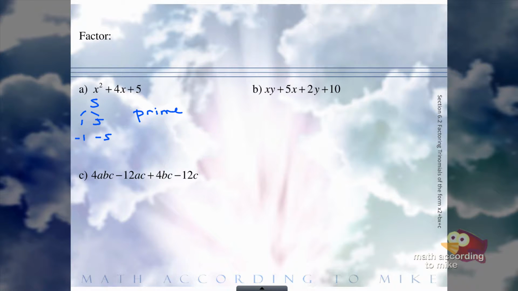Now, technically, we're only using rational numbers, so we would say prime under rational numbers. It does factor, but we don't know how to factor this just yet. Later on in this class, maybe in this class, if you're good, we learn how to factor that. If not, it will spill over into college algebra.